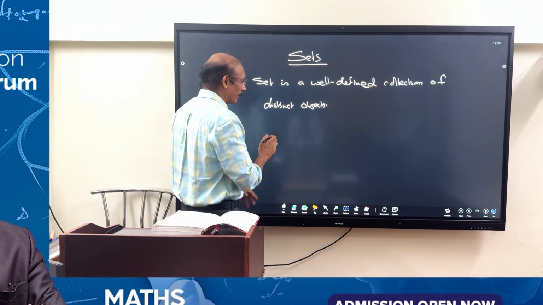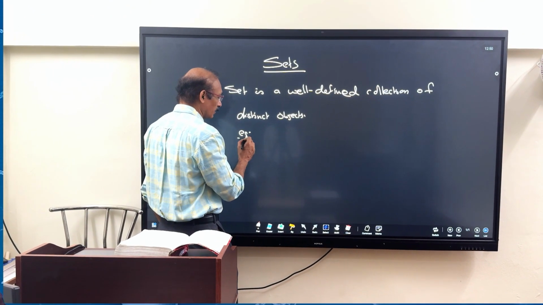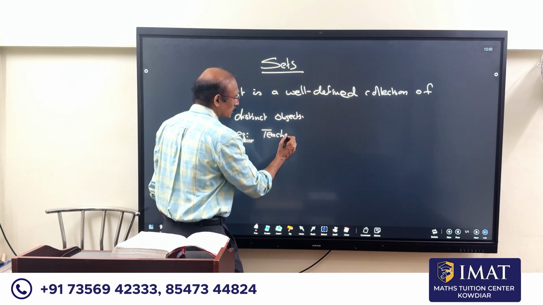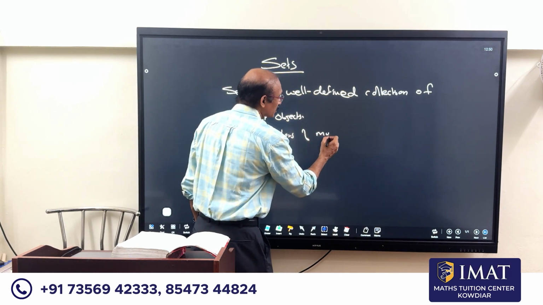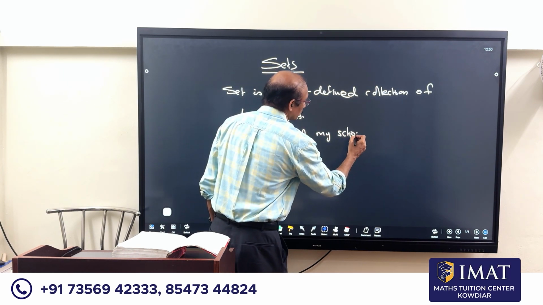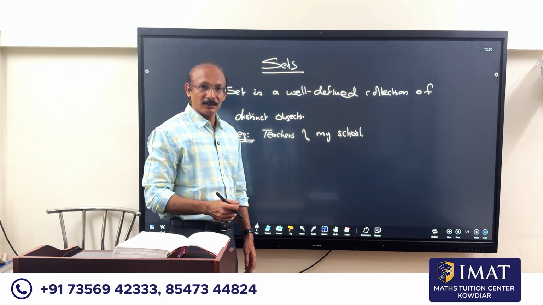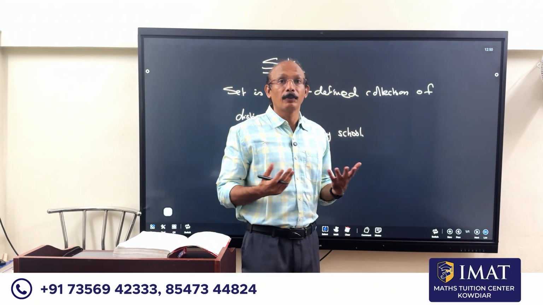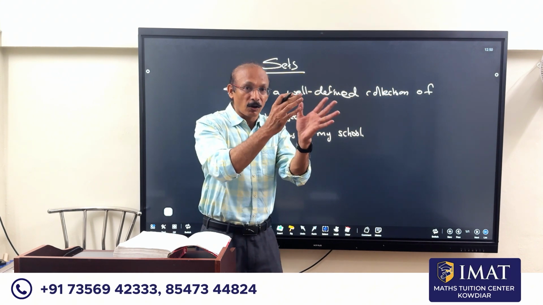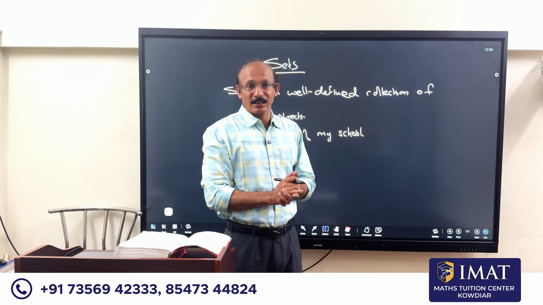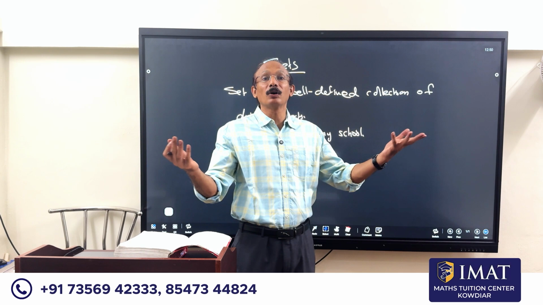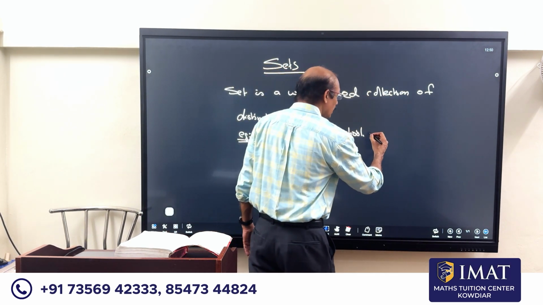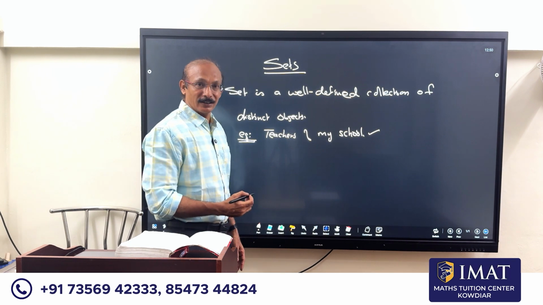Okay, now what do you mean by saying that? Suppose I take one example: teachers of my school. Isn't it well defined? My school's teachers. You can definitely say which teachers or which people come into that collection, and who are the teachers of your school, who are not. So this collection is well defined, so you can call this collection a set. Am I right? Is it okay?